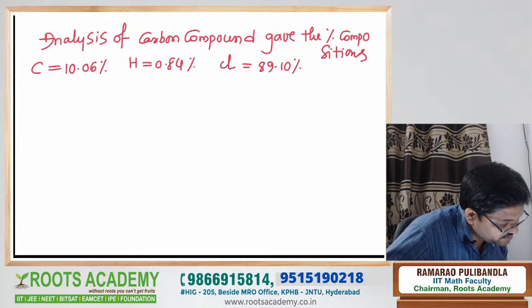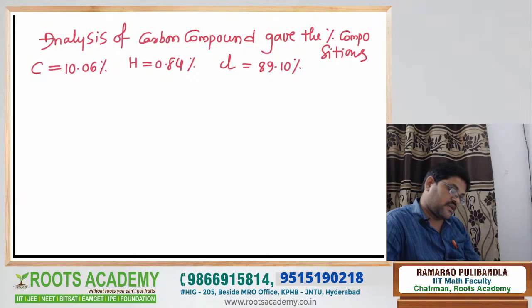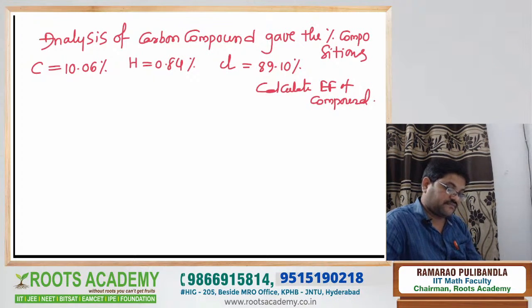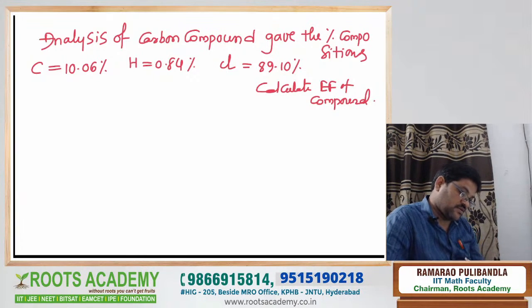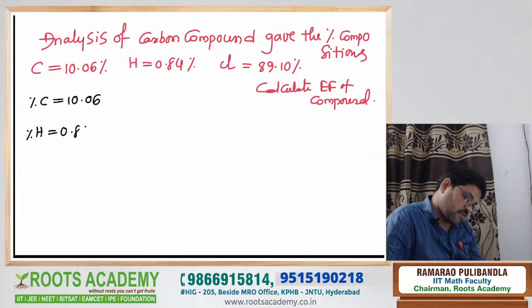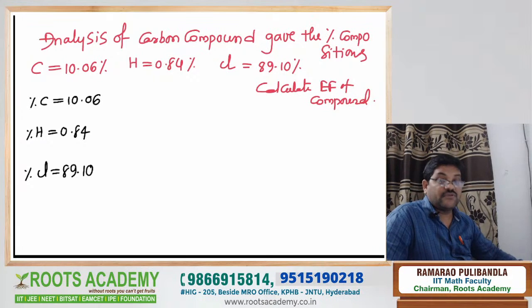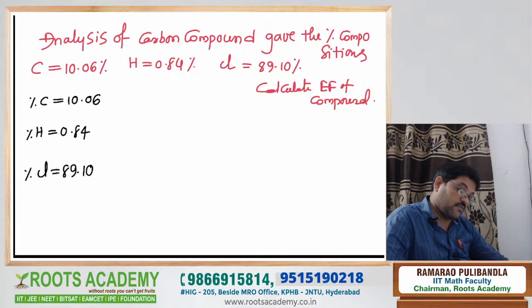That is very important. Calculate the empirical formula of the compound. Now check one by one. Take the percentage of carbon, 10.06, percentage of hydrogen, 0.84, percentage of chlorine, 89.10, and you want the number of mole atoms. How do you get the number of mole atoms?